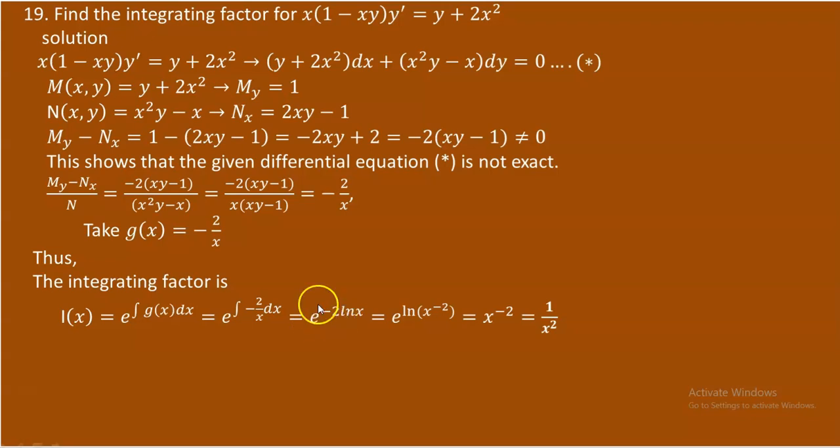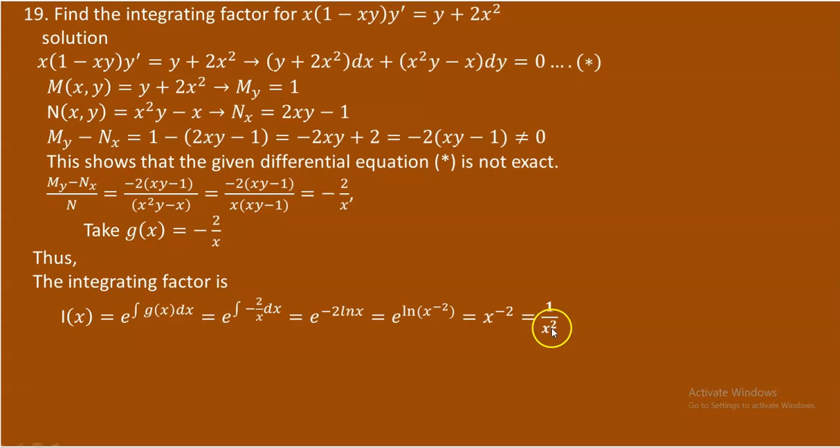So this is e to the power of the integral of negative 2 over x dx, which is minus 2 ln x, as you know. And this is e to the power of ln of x to the power of minus 2. We can take this minus 2 up, no problem, using the logarithm property. So this is going to be x to the power of minus 2, as can be shown. And this is equivalent to 1 over x squared. So the integrating factor is 1 over x squared.